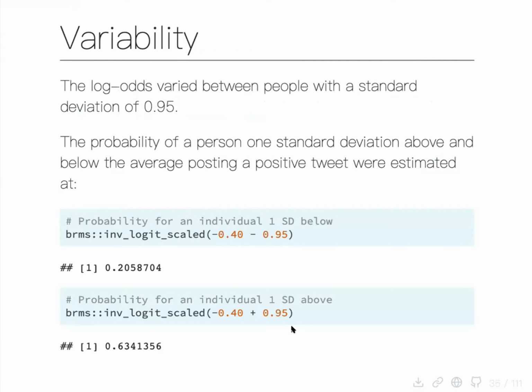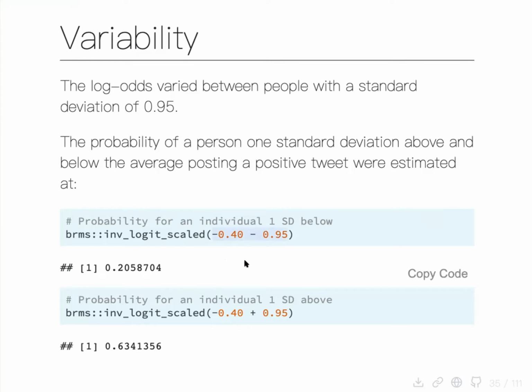Okay, in terms of variability, we estimated the log odds, that negative 0.4 or whatever, to have a standard deviation of 0.95. So one way I like to think about these is to ask, what would it look like for somebody who's 1 standard deviation below the mean, or 1 standard deviation above the mean, or maybe 2 standard deviations, whatever you want to do, right? So what I've done in this case is just take my negative 0.40, that's my intercept, and then subtract 1 standard deviation.